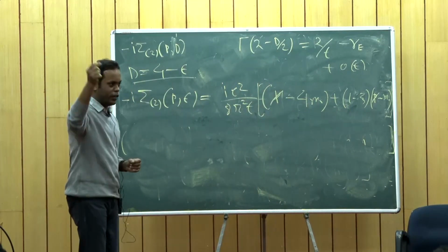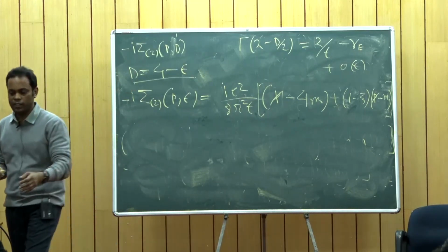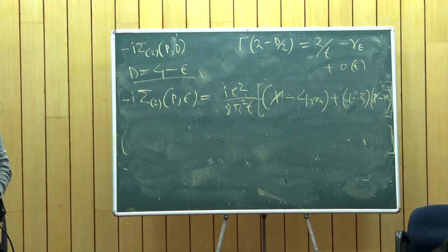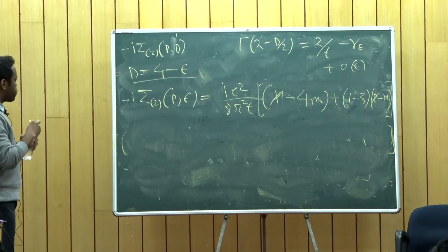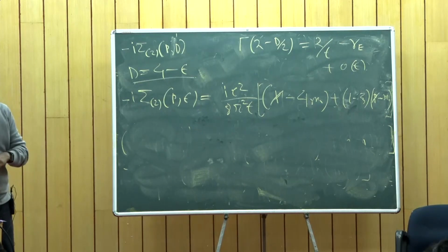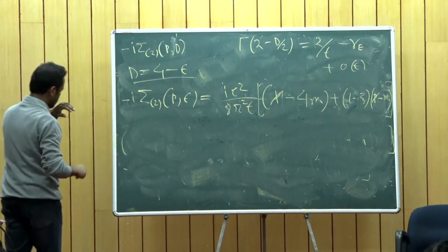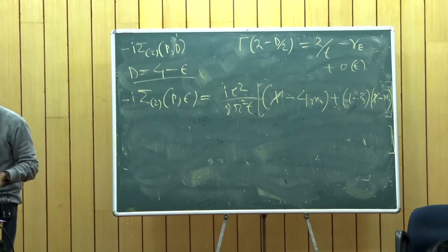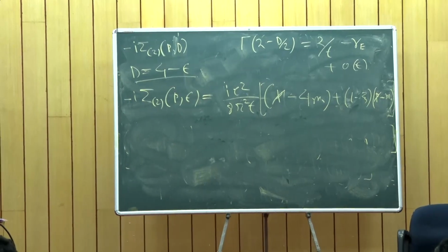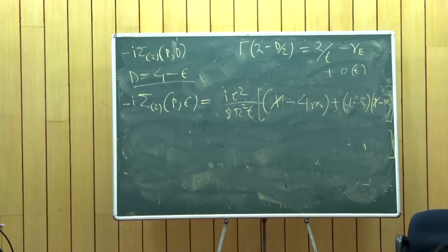Go ahead. So when you have this gamma function, as he has mentioned, they set d equal to 4 minus epsilon, right? So you have a gamma of epsilon. And apart from that, the Taylor series expansion you can write in terms of a divergent term and something called the digamma function. The digamma function's value at 1 equals minus gamma E. This is the origin of the Euler gamma.